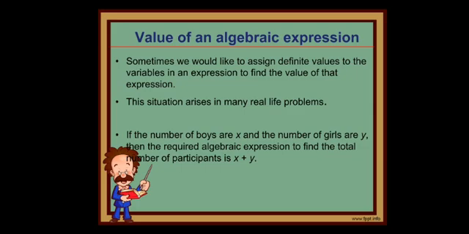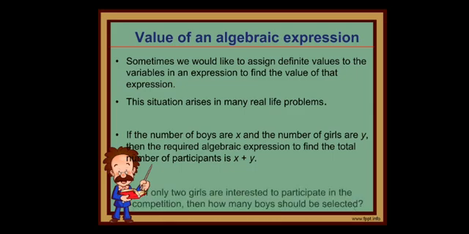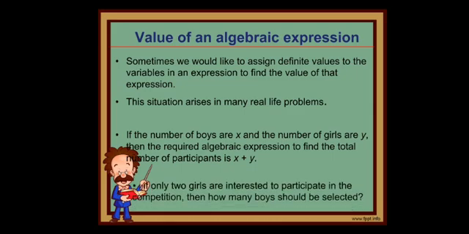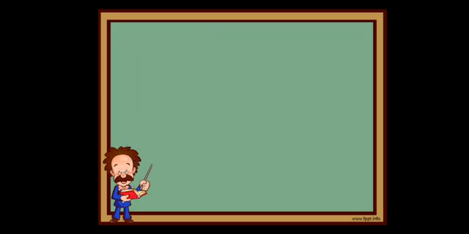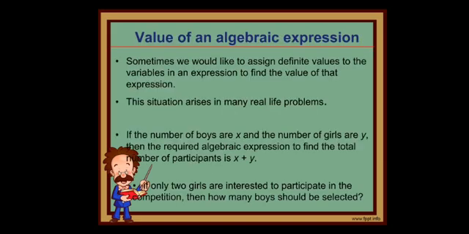So number of boys plus number of girls, x plus y. This will be the algebraic expression to find total number of participants. Suppose 2 girls are interested to participate. So 2 girls are interested means y is equal to 2, because we have taken y as the number of girls. So if only 2 girls are interested, then how many boys are required to be selected?